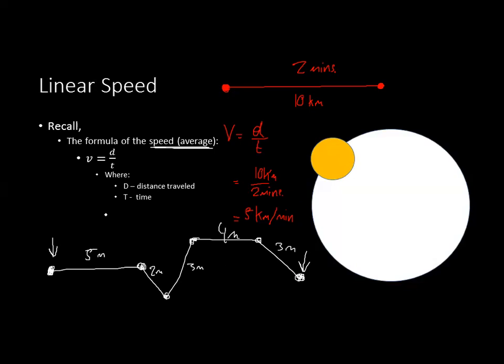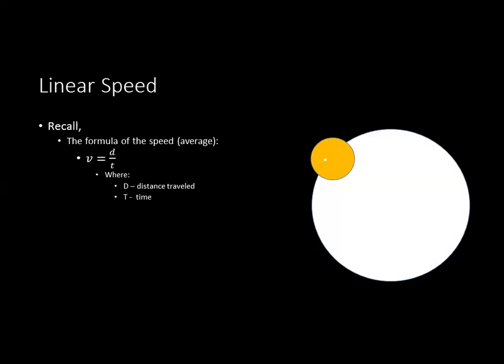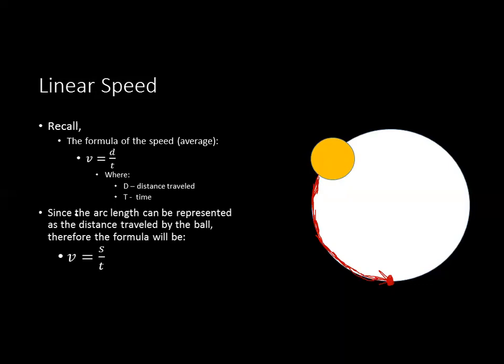However, in this case, it's similar, but the path is not linear just like this. Rather, it is non-linear, like this one. The ball moves in a circular path. Let's say the yellow ball takes 1 minute to reach here. The question is, how fast does this ball go from here to here? Of course, you need the distance, so the distance would be the arc length of the circle. Since the arc length can be represented as the distance traveled by the ball, we have the formula V is equal to S all over T, where S is the arc length.